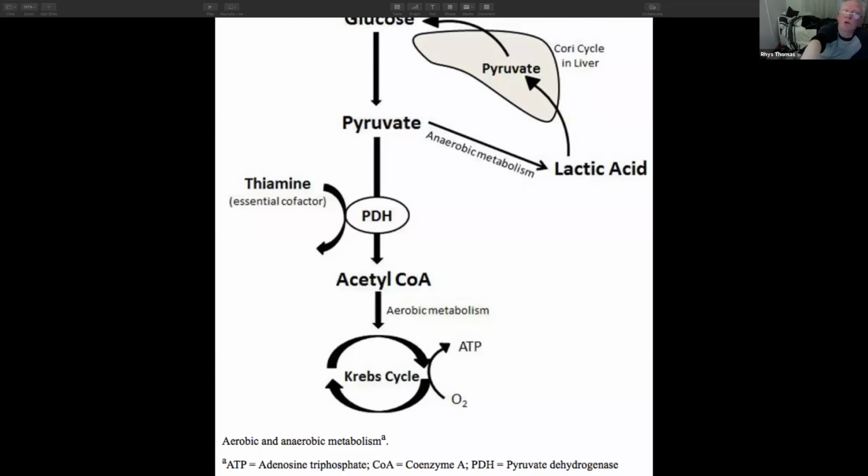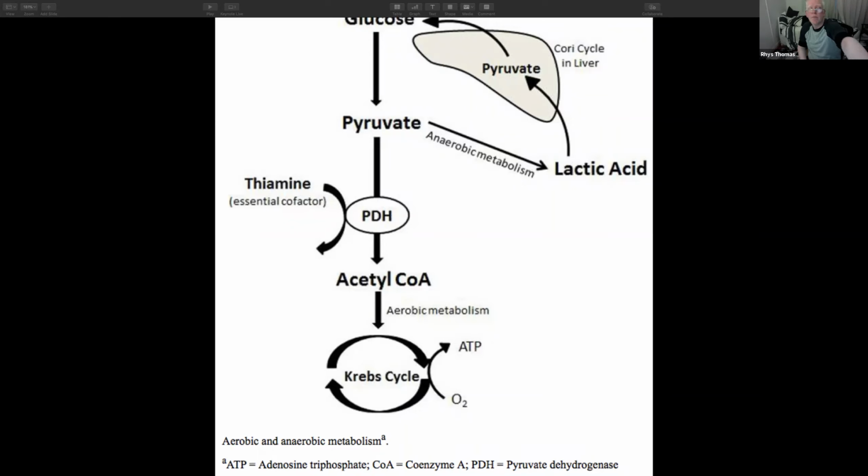And then we also talked about regenerating the NAD+ by converting pyruvate into lactic acid, and again, we'll come to this in the glycolytic cycle as well, that you need NAD plus for that. So that's basically just showing the Cori cycle. And again, going back up through gluconeogenesis into glucose as well.